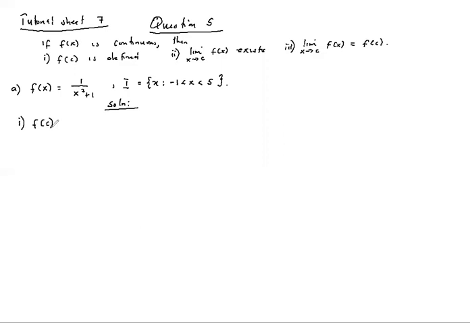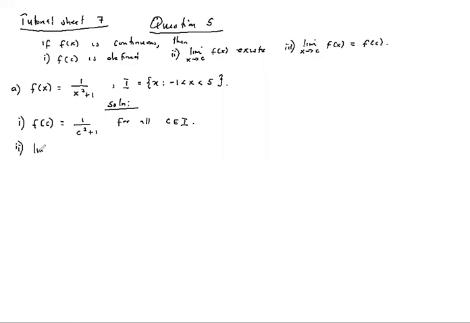One, f of c is equal to 1 over c squared plus 1 for all c in I. So whatever value of c that you pick in I, when you substitute in f of x, you will get 1 over c squared plus 1, which is defined because the denominator will never be 0 in the interval I. From there, we go now to the second one.